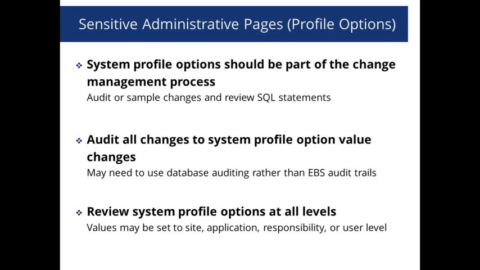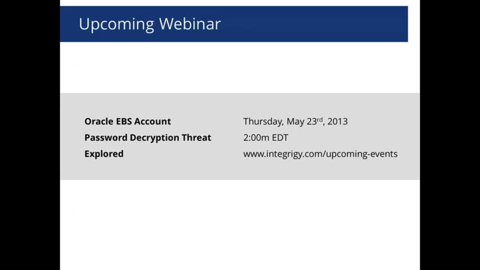So you have to remember profile options can be set at multiple levels, and it's very critical to actually audit down at that level. So that was kind of a brief overview of the sensitive administration pages, just to talk about why these are important, to give you some concrete examples of what you can do with those pages and how easy it is to circumvent application security controls, and kind of going through some recommendations on what you should be looking for and how you should correct the problem.